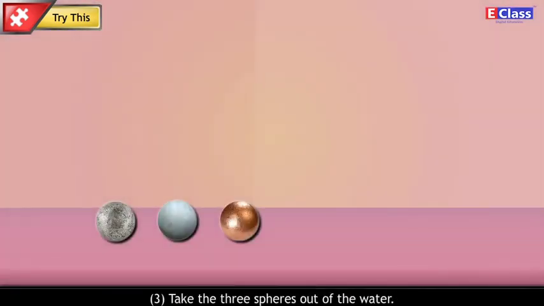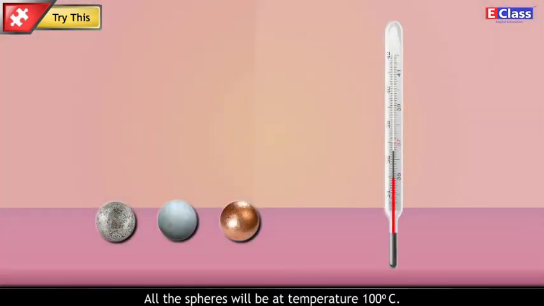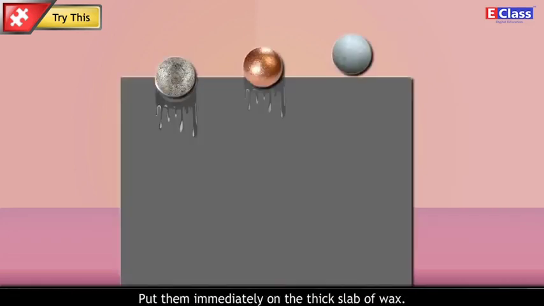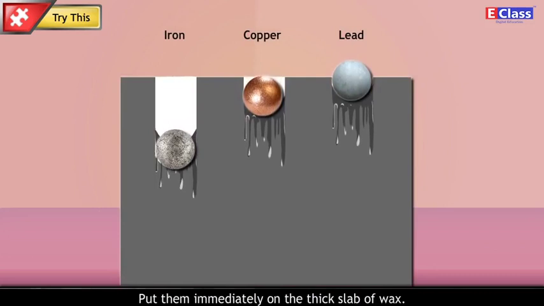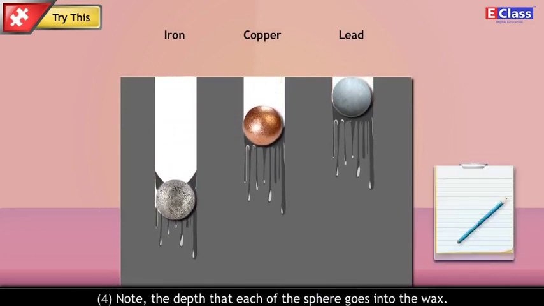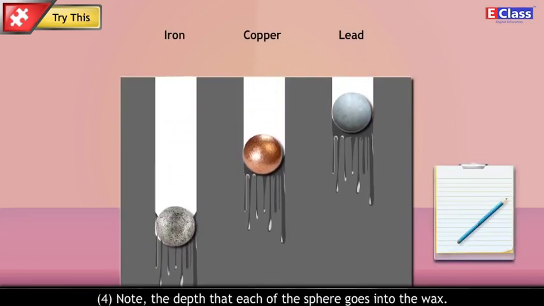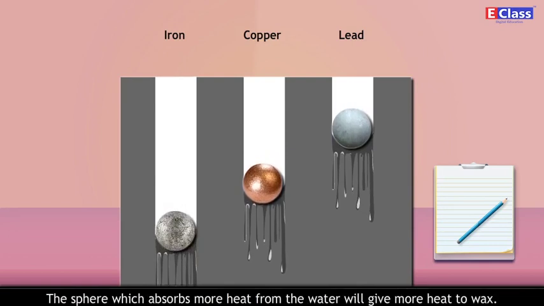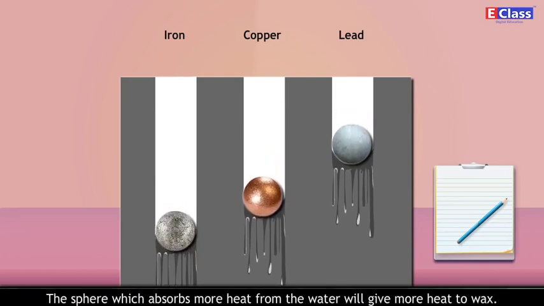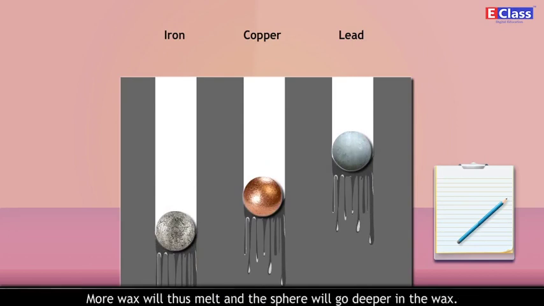Take the 3 spheres out of the water. All the spheres will be at a temperature of 100 degrees Celsius. Put them immediately on the thick slab of wax. Note the depth that each of the spheres goes into the wax. The sphere which absorbs more heat from the water will give more heat to the wax. More wax will thus melt and the sphere will go deeper in the wax.